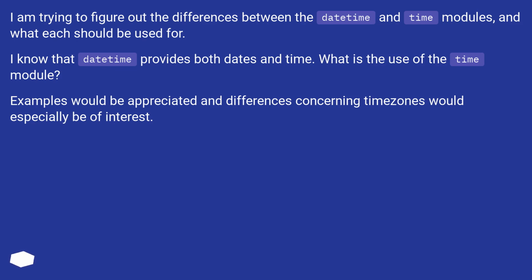I am trying to figure out the differences between the datetime and time modules, and what each should be used for. I know that datetime provides both dates and time. What is the use of the time module? Examples would be appreciated, and differences concerning time zones would especially be of interest.